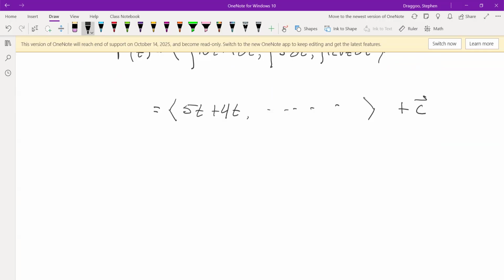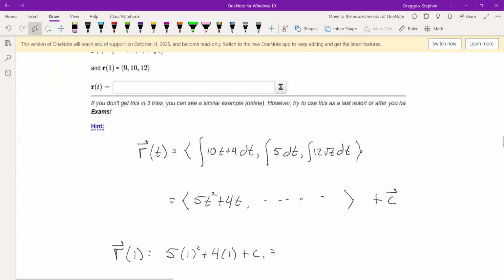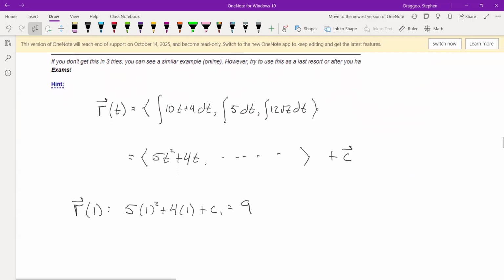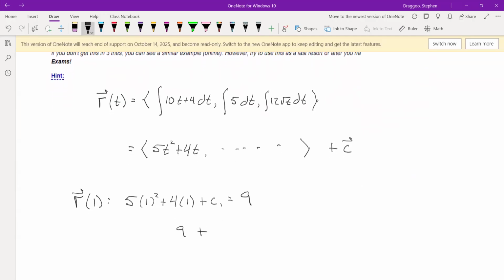So I know that at r of 1, 5t squared, there we go. 5 times 1 squared plus 4 times 1 plus c1 should be equal to the x value in my single point that I was given. In this particular case, it's 9. So then I will solve for c1. This looks like 9 plus c1 equals 9. So c1 is 0. And that'll be my x component.